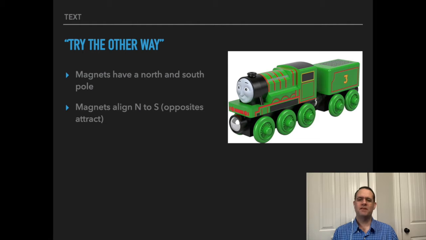Now, the reason why is because magnets have a north and south pole, and magnets align one north to the other south, okay? So the north of one magnet aligns to the south of the other magnet, and one way to think of that is just opposites attract. If you try to stick two magnets together with the north and north going towards each other, they repel one another, okay? Similar to this idea that likes repel.